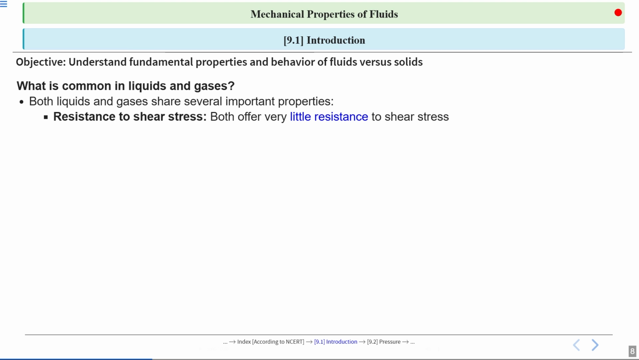So, first is resistance to shear stress. Notice how both liquids and gases offer very little resistance to shear stress. This means they can easily change shape when a force is applied. Unlike solids which maintain their shape, fluids flow under stress.